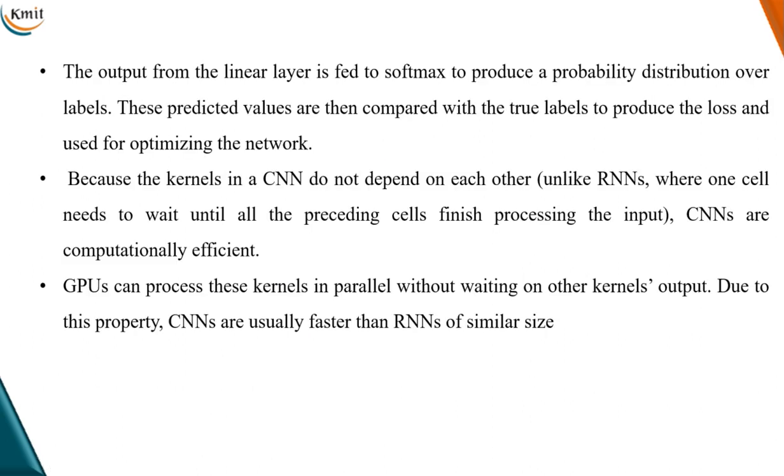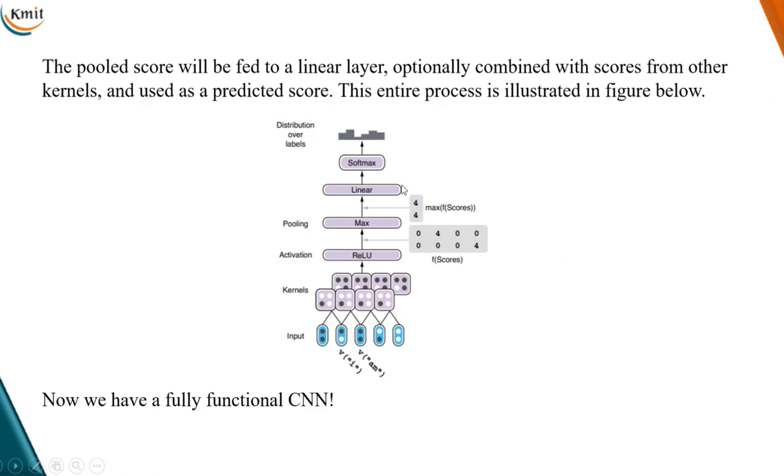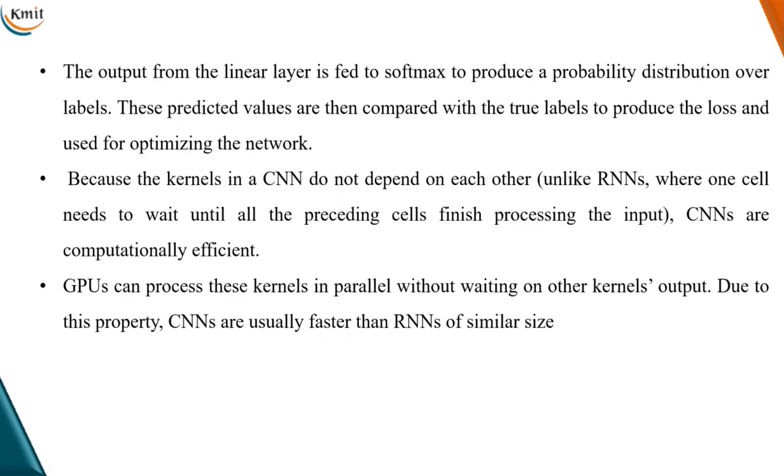Now the output from the linear layer is fed to softmax. We use the softmax to produce the probability distribution over the labels. The predicted values are then compared with the true labels to produce the loss function, and if the loss is high, we optimize the network using different parameters.